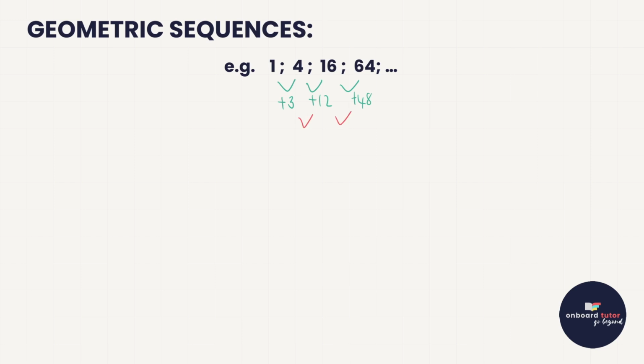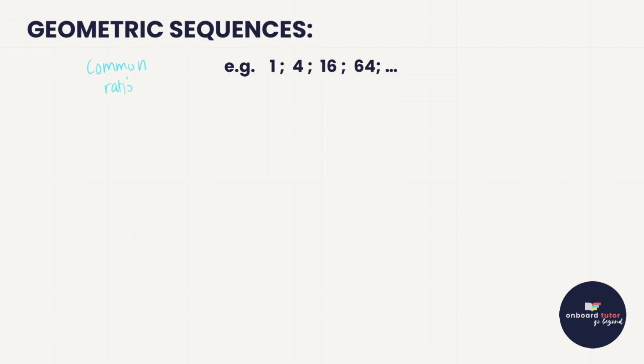So to get from 3 to 12, we would have added 9, and to get from 12 to 48, we would have added 36. So do you notice that there's not a constant first difference and there's not a constant second difference? That means we need to change our strategy completely, and we need to look for a common ratio. In other words, am I multiplying or dividing by the same value to get to each term?